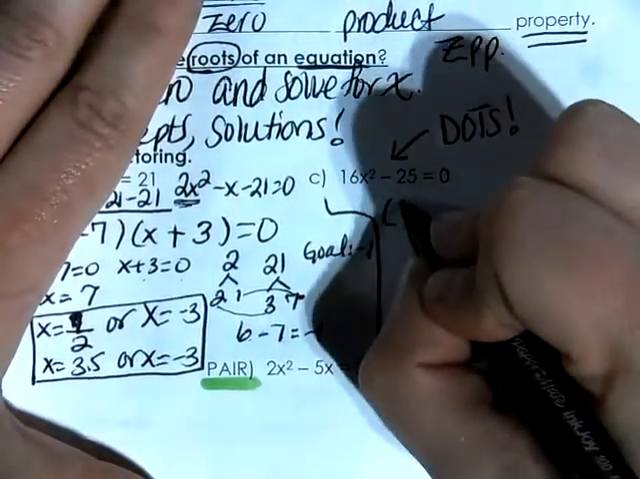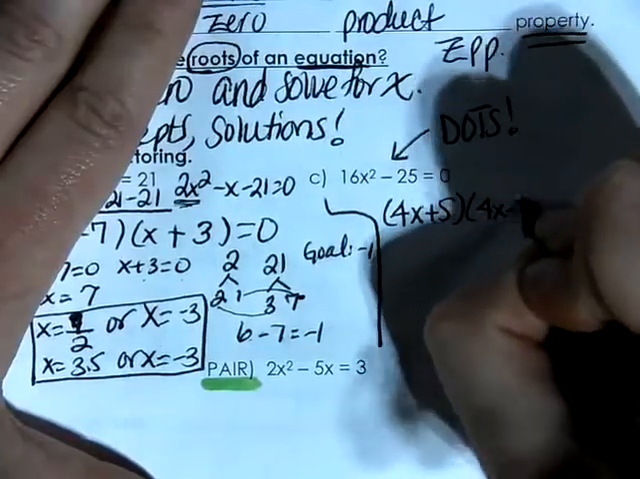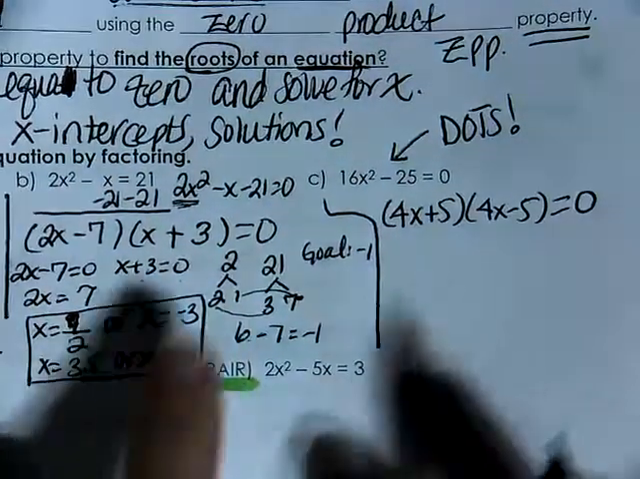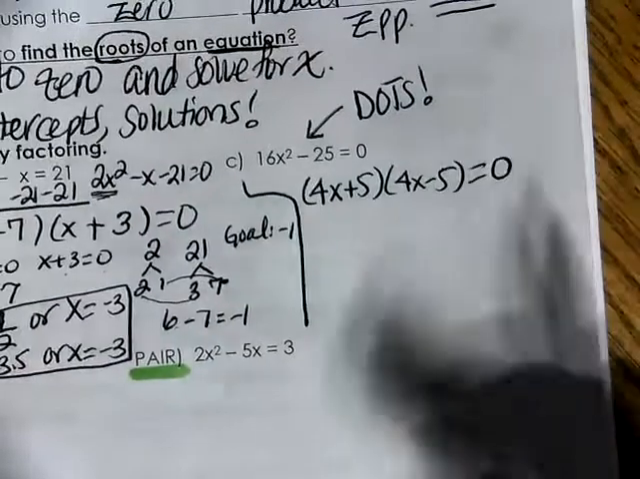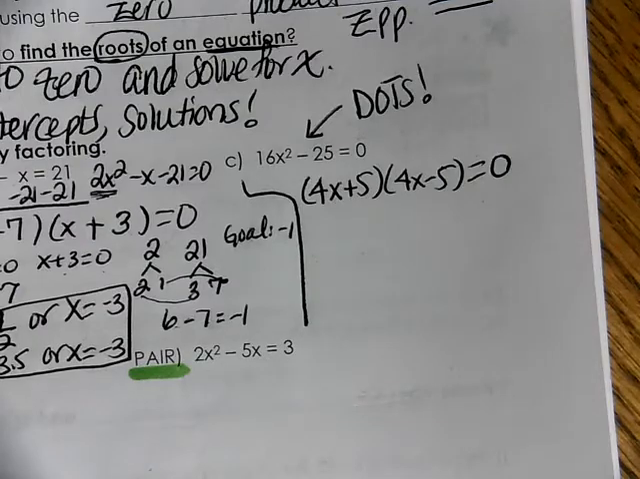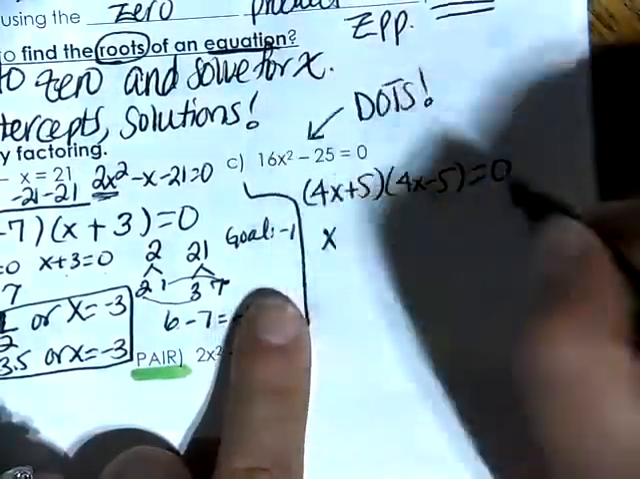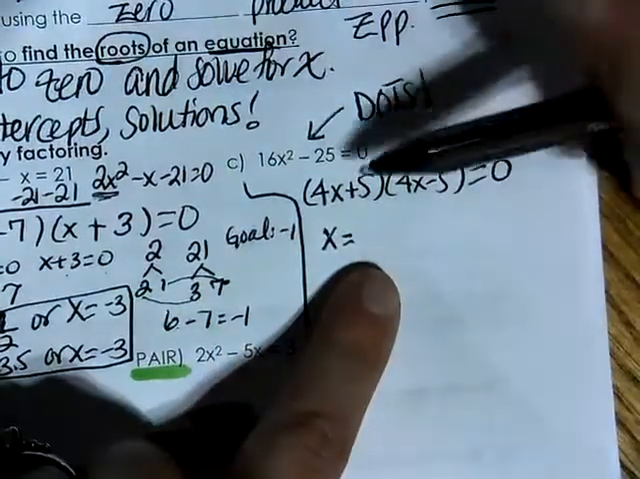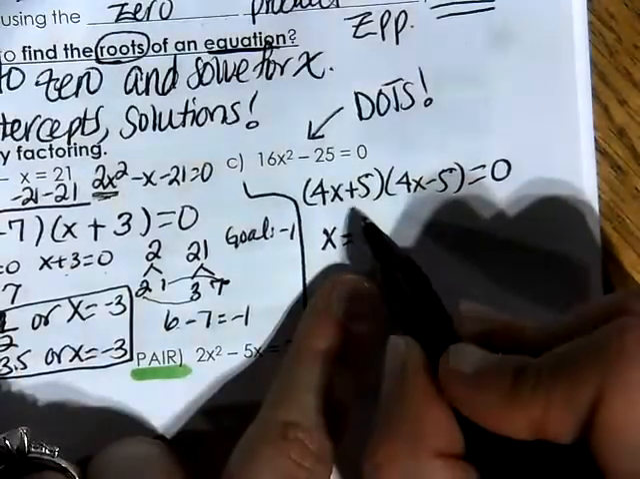So I know that this is going to be factored into (4x + 5)(4x - 5) = 0. Notice that in all of my equations, I have maintained the equals 0. I need you to do the same. If you're forgetting that equals 0, you might lose out on some points and you really don't want to do this.